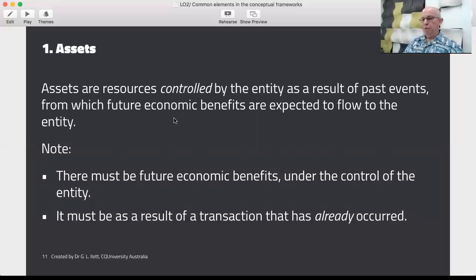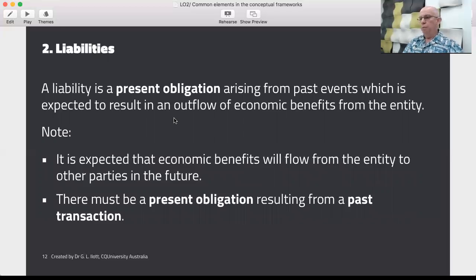And assets must be a result of a transaction that's already occurred. So we can't book something as an asset because it might happen in the future. We can't do that. Similarly with liabilities, a liability is a present obligation arising from past events which are expected to result in an outflow of economic benefits from the entity. So economic benefits will flow from the entity, from the firm to somebody else in the future. But it's a present obligation resulting from a past transaction.